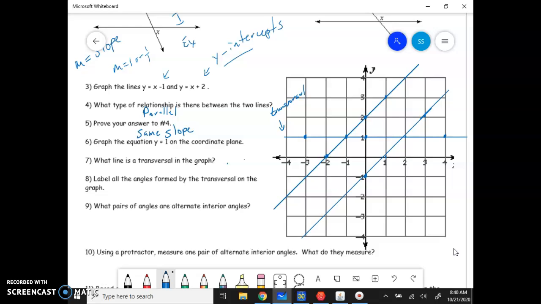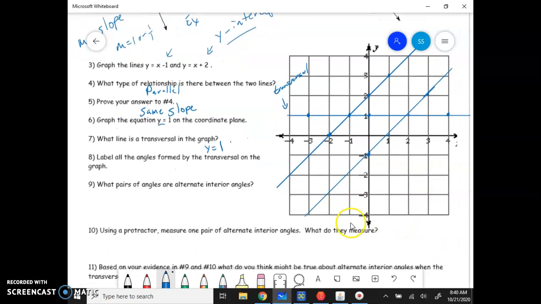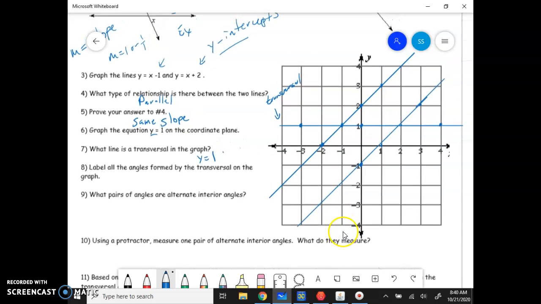Okay, and so what line would that be? It would be y is equal to 1. All right, let's see here. Let's label all the angles. It doesn't matter how we label these. I'm just going to go 1, 2, 3, 4, 5, 6, 7, and 8. Okay, there's all my angles.